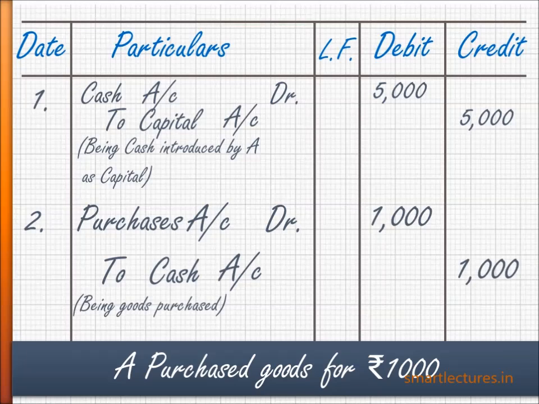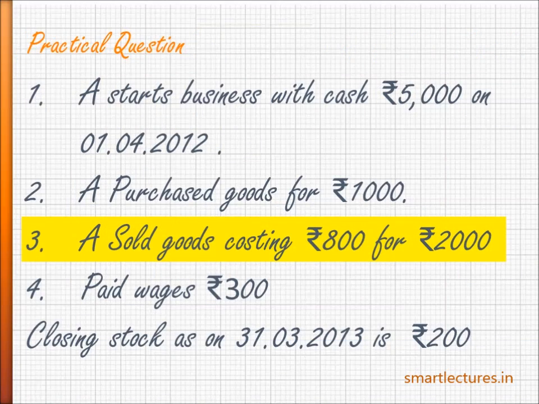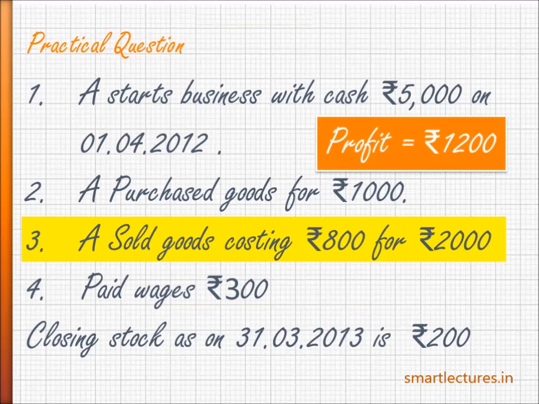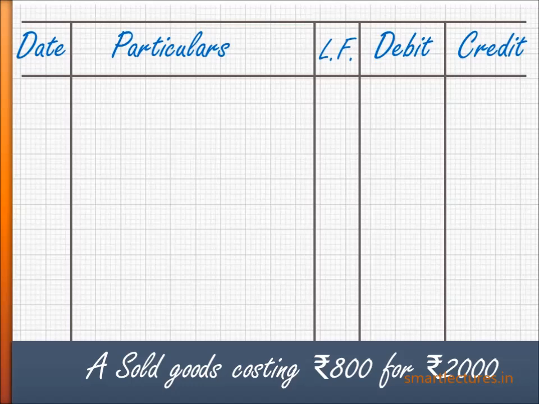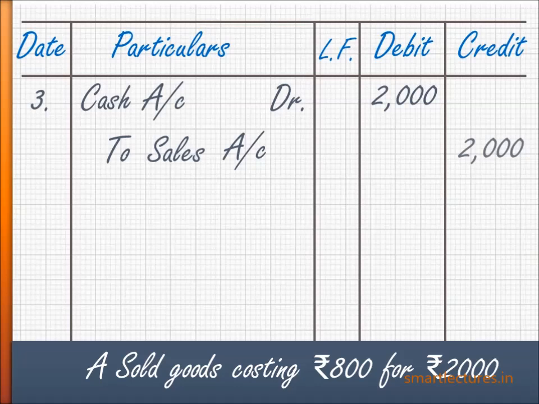Next transaction, sales costing rupees 800 for rupees 2,000. The firm has made a profit of rupees 2,000. But be careful, when we are going to draw journal entries and we are selling goods, we have nothing to do with the cost of the goods. So forget about 800, simply cash sales for rupees 2,000. So the journal entry will be cash account debit to sales account rupees 2,000.